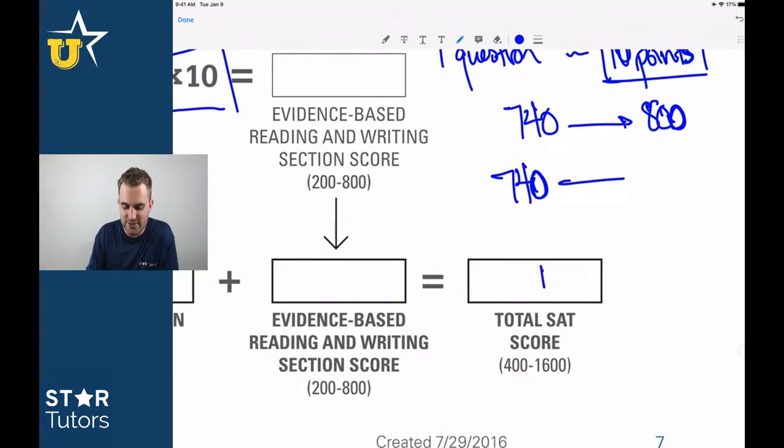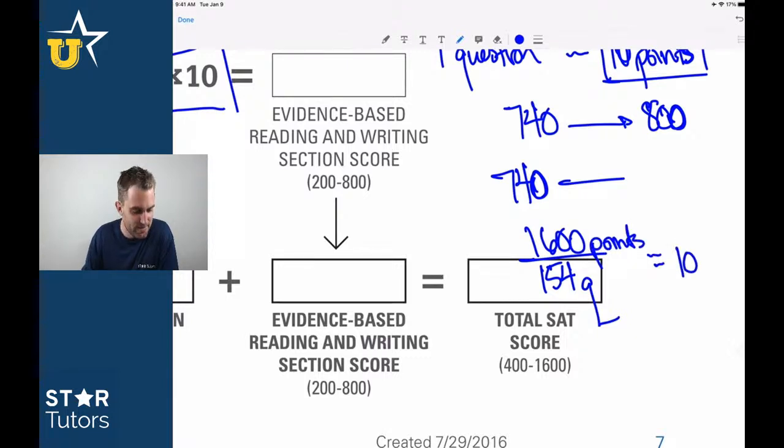If you don't believe me, there's 154 questions on the SAT. There's 1,600 points available. Some simple quick math. That's roughly 10 points per question.